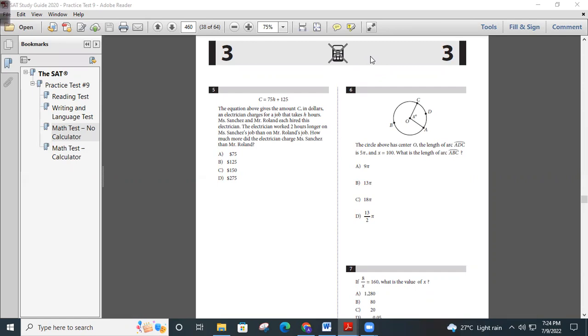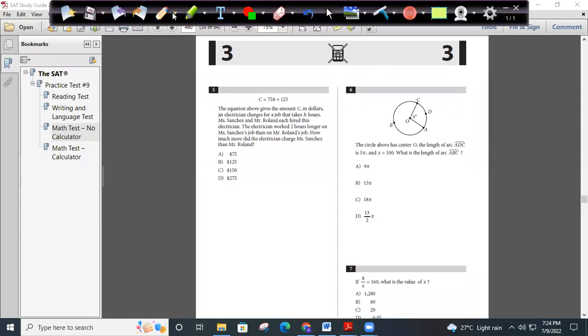Now let me discuss and see what the answer should be for this. I have an equation here. What is my equation? C is equal to something. This is a linear equation. Y is equal to mx plus c is a linear equation. The equation above gives the amount C in dollars an electrician charges for a job that takes H hours. So they're telling what C and H are. What is C? The amount that he charges for H hours of work.